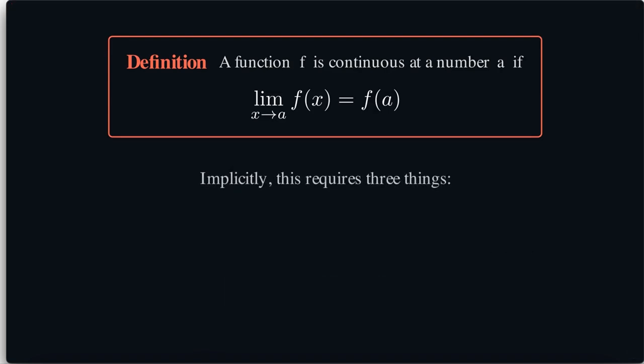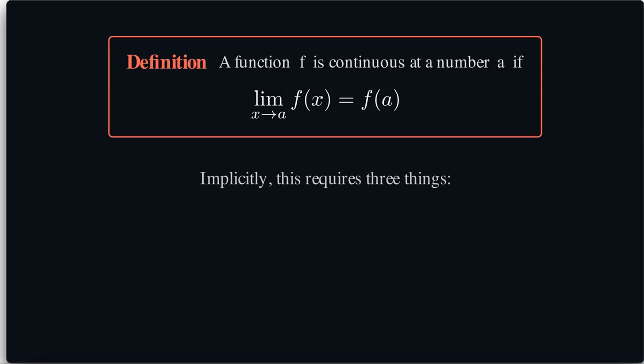You've seen this in pre-calculus. The intuitive definition is that a function is continuous if you can draw it with your pen without lifting your pen. But here's a more formal definition. A function is continuous at a number a. So again, this is continuity at one point. If the limit as x approaches a is equal to the function defined at a.